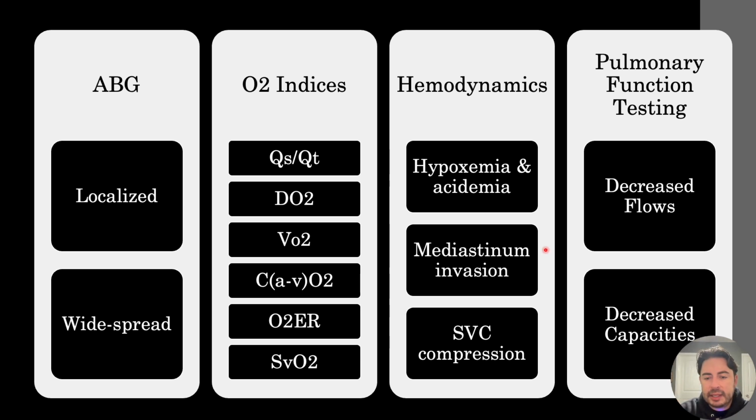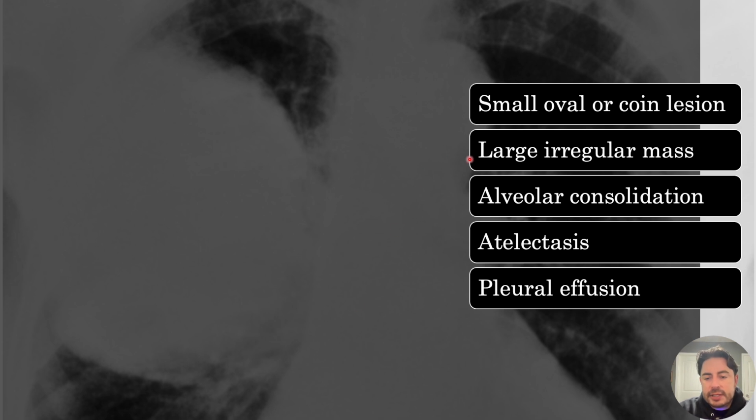When we look at the pulmonary function testing, these poor patients are going to have decreased flows and decreased capacities. So they're going to have obstructive disorders and they're going to have restrictive disorders. So lots of chaos when it comes to these neoplasms. When we look at the chest x-ray, you're going to see small or coin lesions. Sometimes these can be large irregular masses, but we're going to see alveolar consolidation, atelectasis, even pleural effusions.